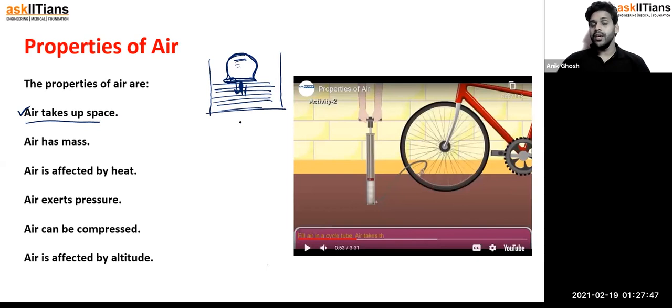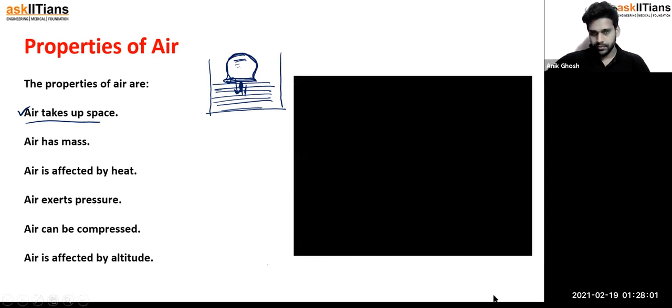So when you're filling air in a cycle tube, as the air takes up some space, the cycle tube gets inflated, right?